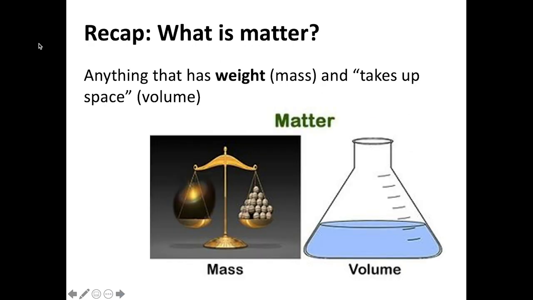So first, a little recap: what is matter? Matter is anything that has a weight, which we call a mass, and takes up space, or volume. So weight, and then a volume is going to fill up a container.